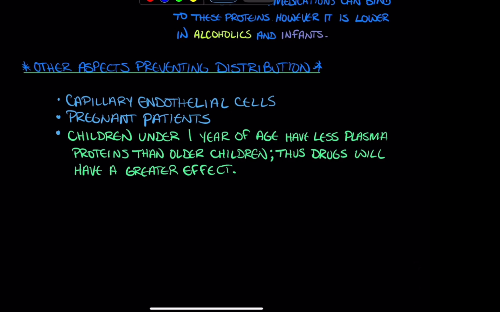Things that might also prevent distribution would be endothelial cells, capillary cells, and patients who are pregnant. Children under the age of 1 have fewer of these plasma proteins than older children. Pregnant patients will have higher proteins in their blood volume, so they'll probably require more dosing of the medication. And the capillary endothelial cells, if they're not properly perfused, are not going to have proper distribution as well.